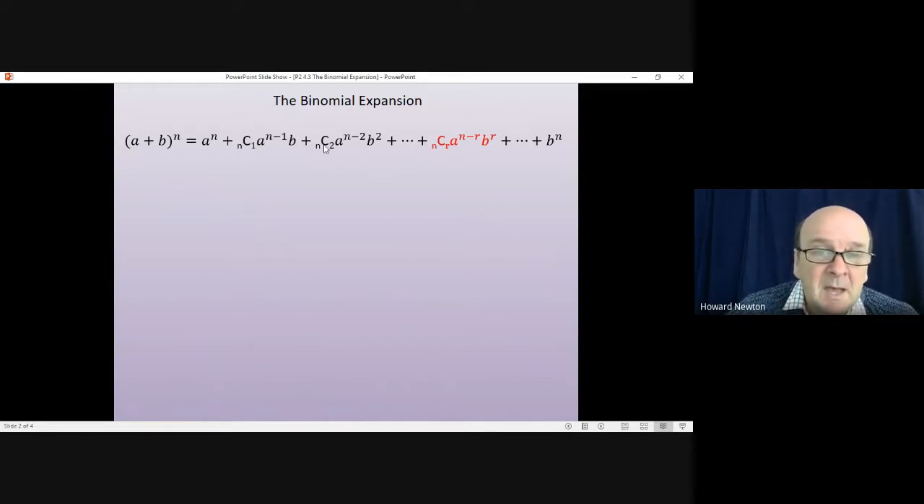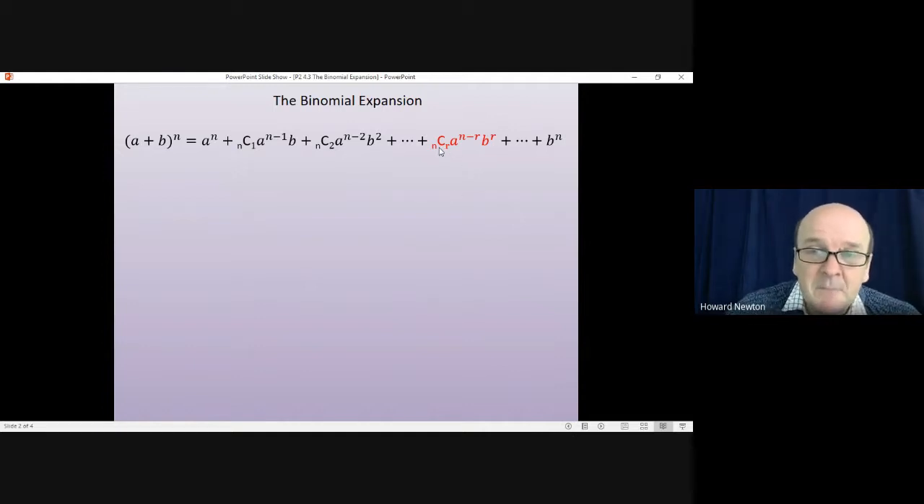The next term, you'll have nC2, and the 2 you'll notice it goes with the b term, so we've got b squared, and the 2 will always correspond with that. The next term you'd have 3 here and b cubed. The power of a goes down by 1, so it goes down to n minus 2. And then that pattern follows. So the next term would be nC3. You'd have a to the power of n minus 3, b cubed. The next term would be nC4, a to the power of n minus 4, b to the power of 4, and so on and so on.